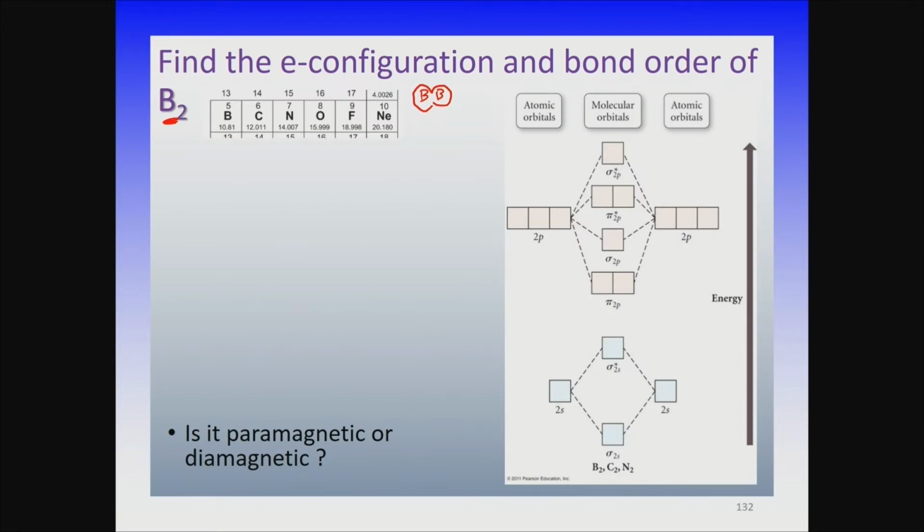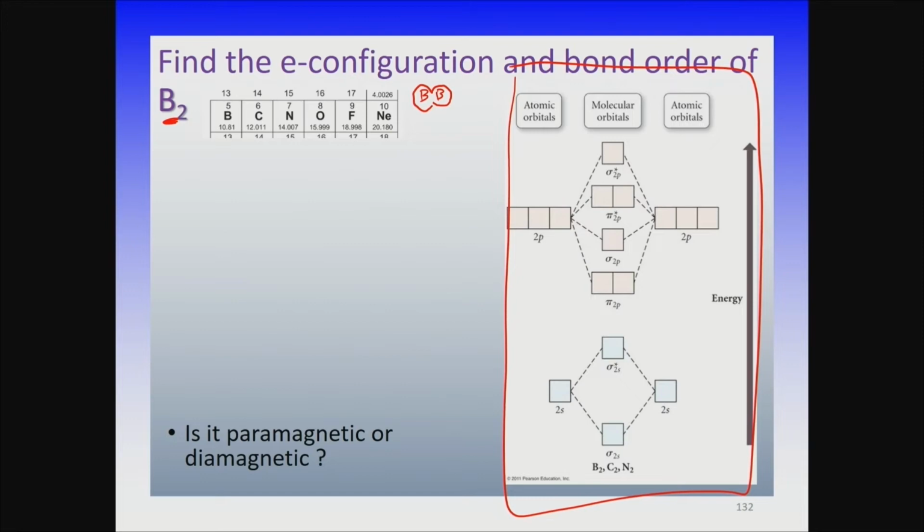And so we're pretending that we're in these circumstances, and we have to figure out what the electron configuration of the B2 molecule is. So how do we do that? We're going to use this diagram here, which shows us the relative energy of the second energy level molecular orbitals. We're going to use this diagram to help us.